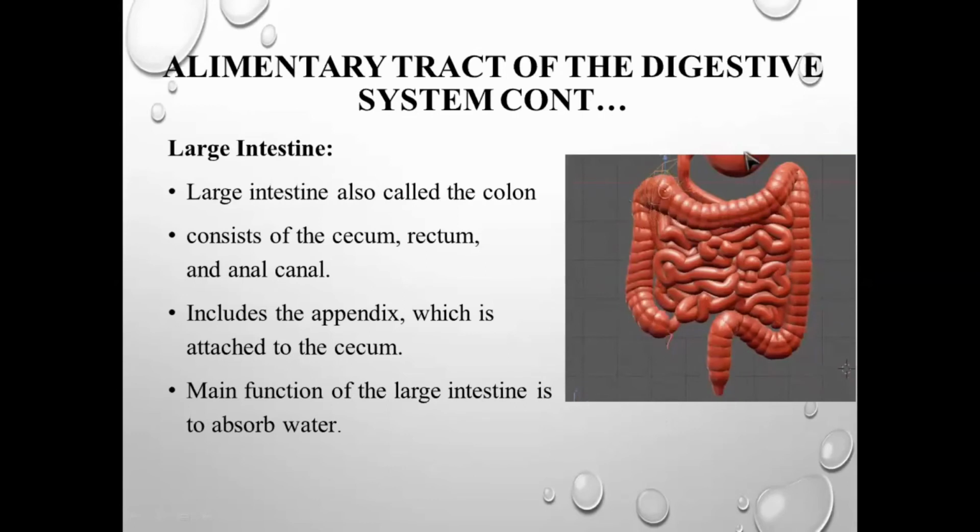From here, we call this the cecum, then the rectum, then the anal canal, and the appendix. The appendix is a vestigial organ. If that organ is absent, there won't be any difference in the digestive system or any side effects. But what happens is the appendix might get infected.